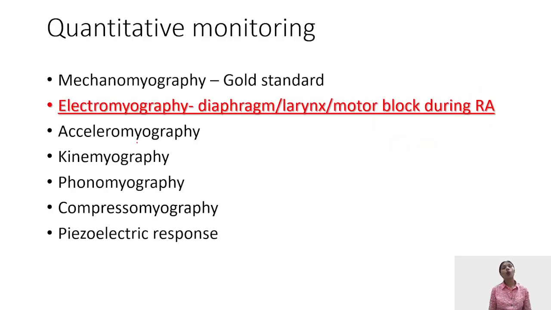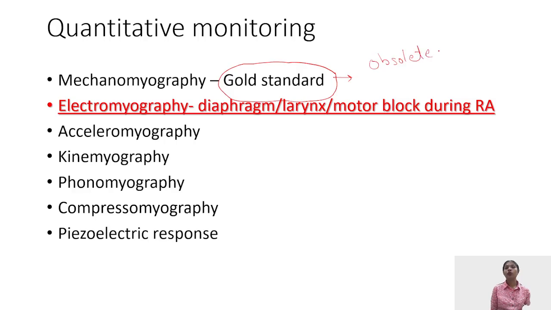And last is the quantitative analysis. In quantitative analysis, we have mechanomyography. Still very few questions, or I think none of the questions, have been asked about the quantitative monitoring. So for the starting phase, I'll be telling you only the important key points in it. Mechanomyography sees the mechanical potential of a muscle. This is the gold standard when we talk about quantitative analysis, but it is obsolete nowadays.